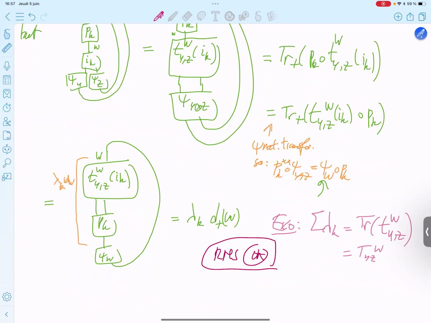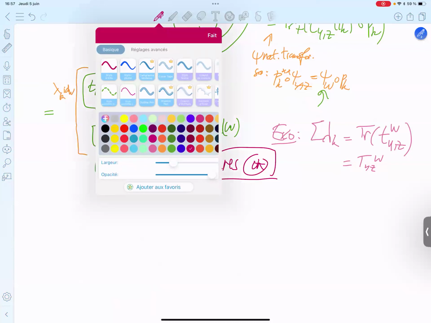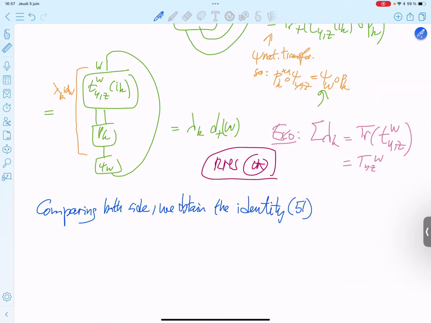And so now we are done. So if you compare both sides, right-hand side and left-hand side, we obtain the Verlinde formula, identity 41.